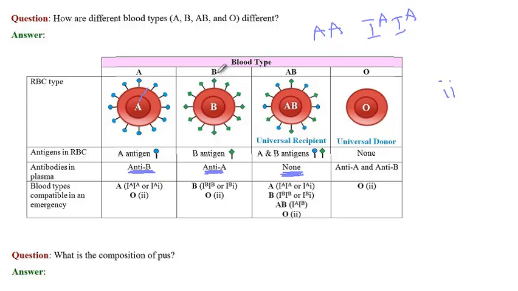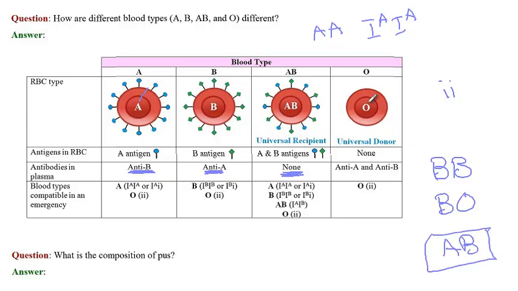Same with blood type B. People who have blood type B could be homozygous, IB IB, or they could be heterozygous, having IB i. Patients with blood type AB can have only the IA IB genotype. And then patients with blood type O can only have the O genotype, which is ii.